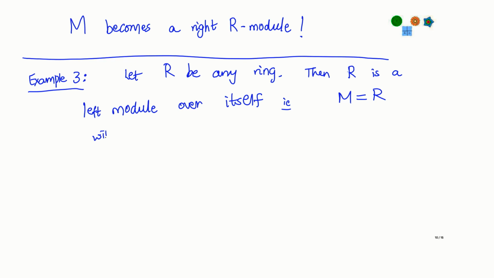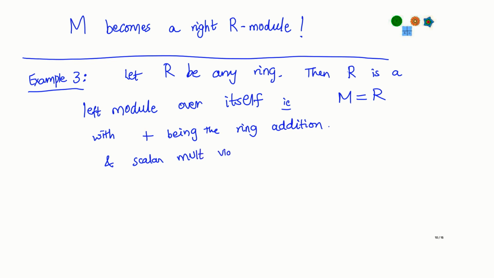With what addition do I take? Well, I take the same addition of the ring itself, with plus being the ring addition. So I just think of the ring under addition as an abelian group. So that's my underlying abelian group of M. And I now have to tell you what scalar multiplication is. Well, I just do left multiplication.